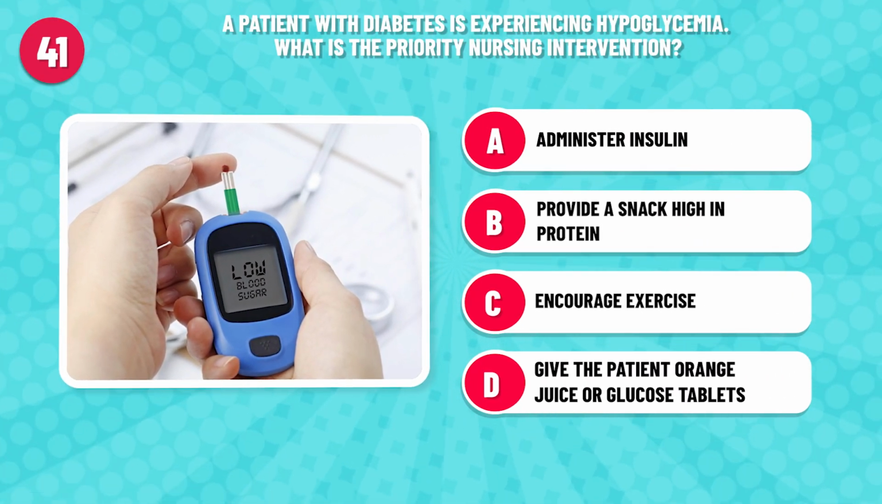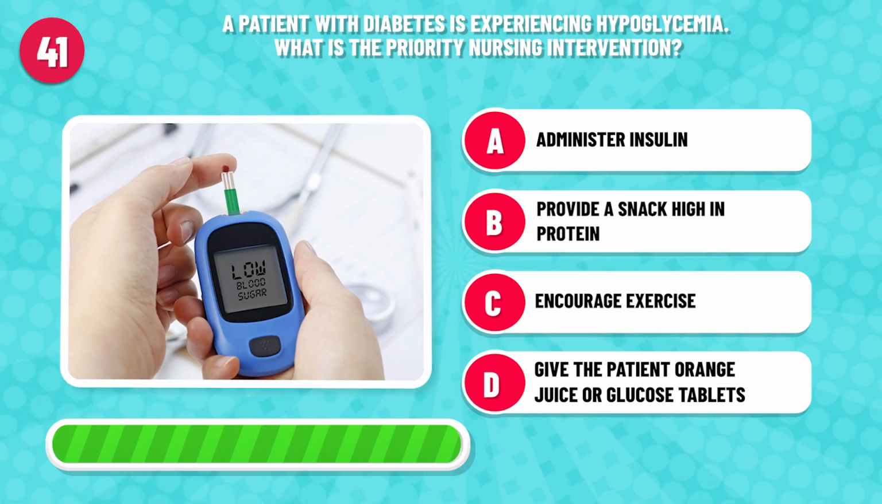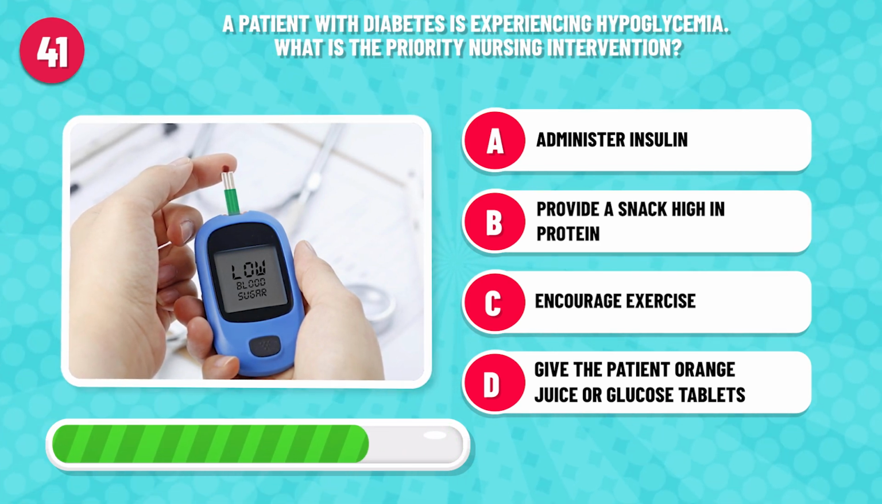A patient with diabetes is experiencing hypoglycemia. What is the priority nursing intervention?